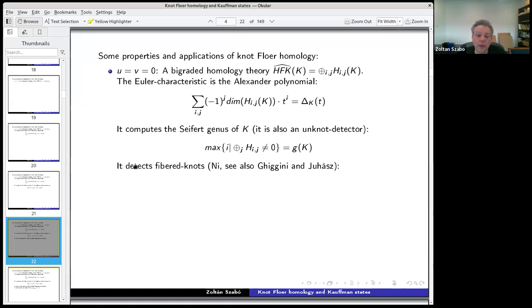And there is also another question. Okay, so I could fix the genus and make i to be the genus of the knot, and then I still have these homology groups which I could add up. And it turns out the total rank of that is 1 if and only if the knot is fibered. The special case of genus equal to 1 is due to Ghiggini, and the general case to Ni. András Juhász has another alternative proof of the same result.